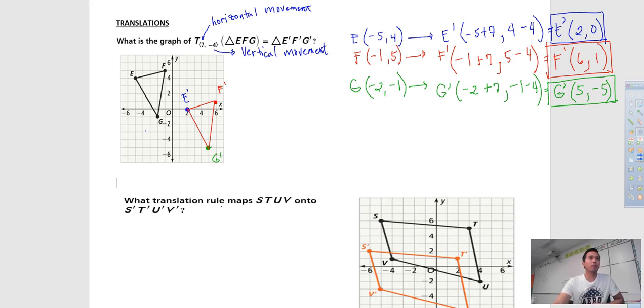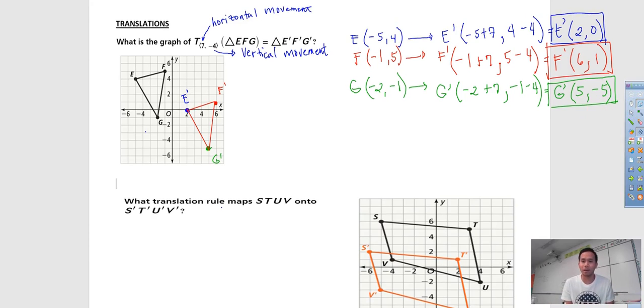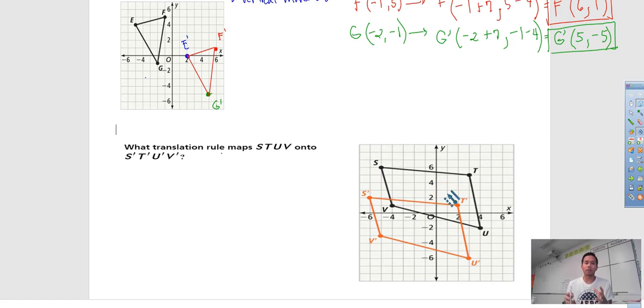Okay. Next example, the difference now is we are going to create a rule. So the graph, the pre-image and the image are given. Now what we are going to do is make a rule based on the transformation that is described on the graph. So use one pair of corresponding vertices to determine the change in horizontal and vertical direction between the pre-image and the image. If I choose S, take a look at your S here. Maybe I'll just use blue here.